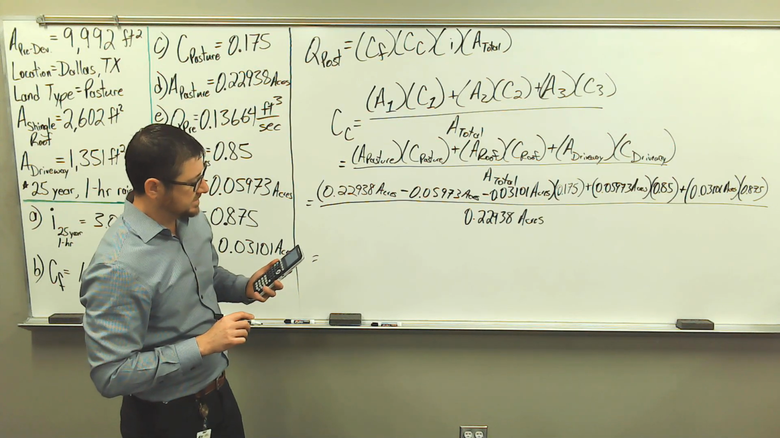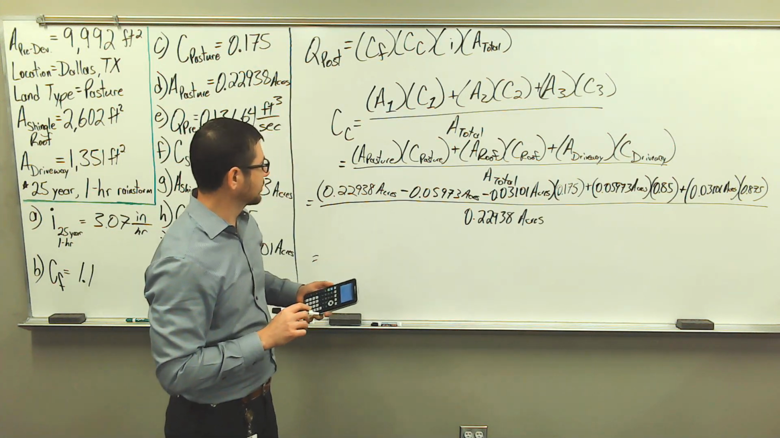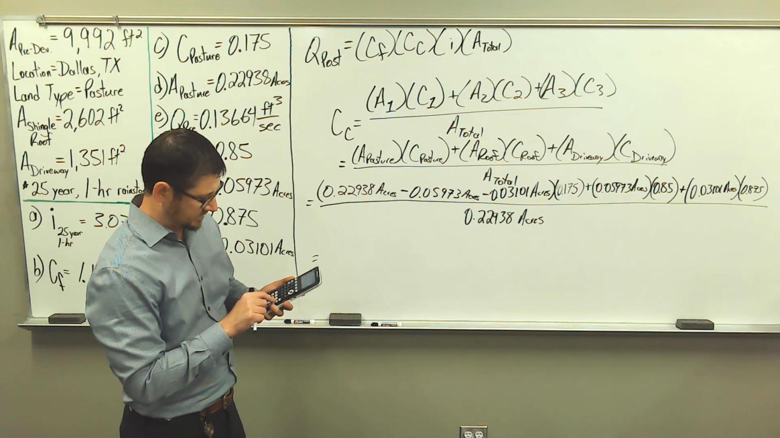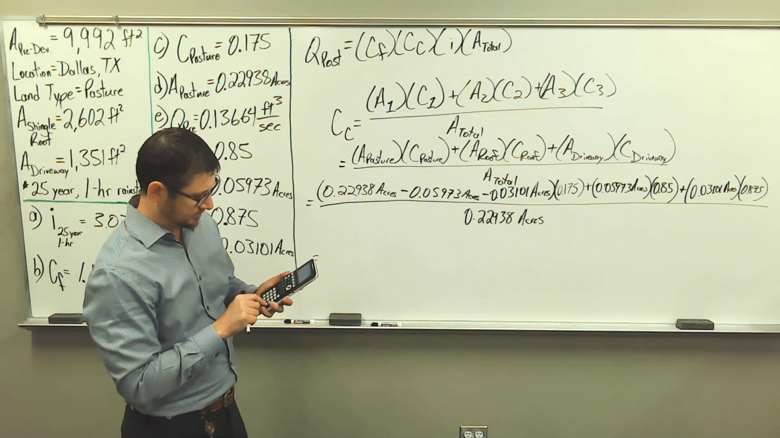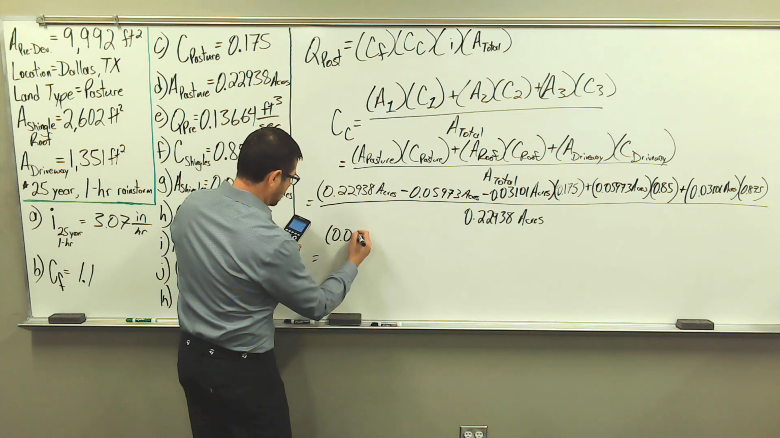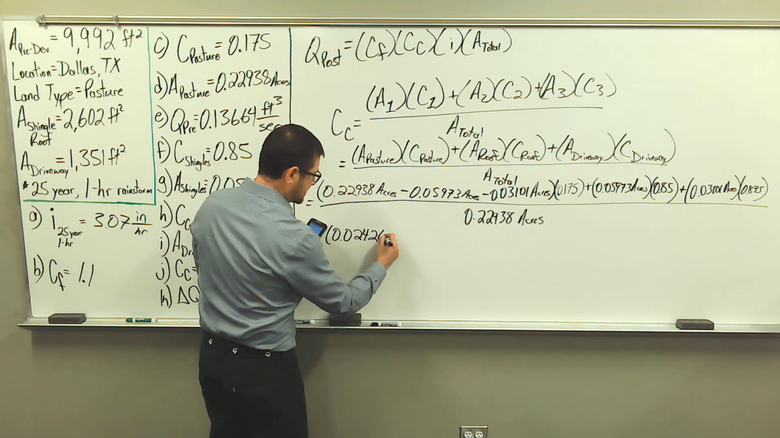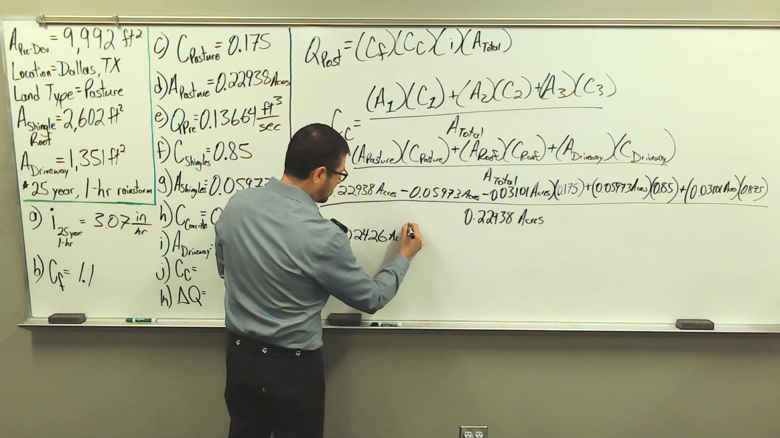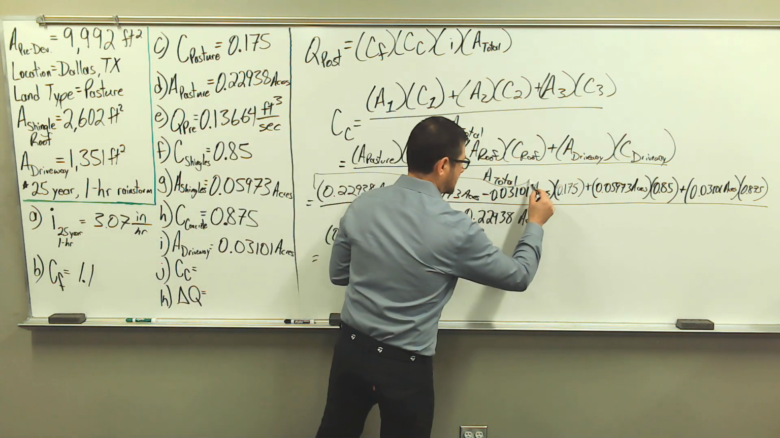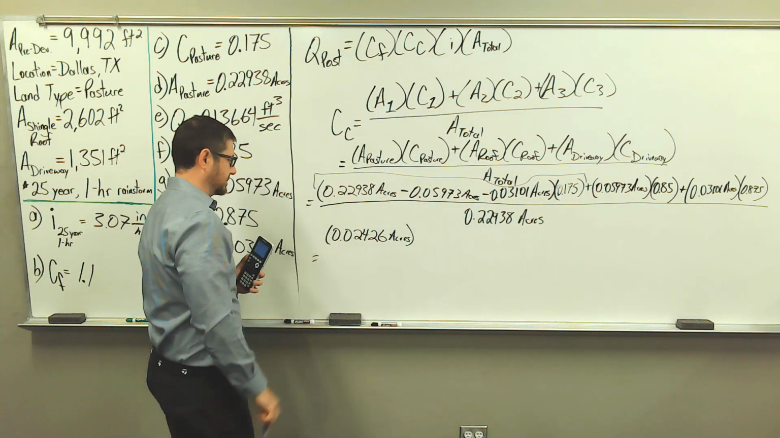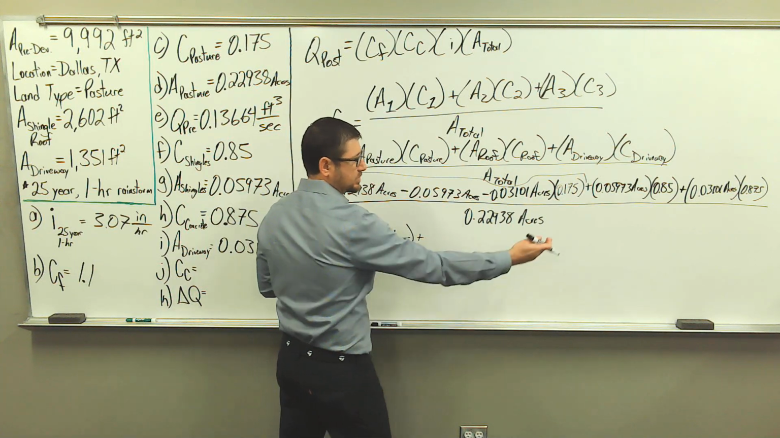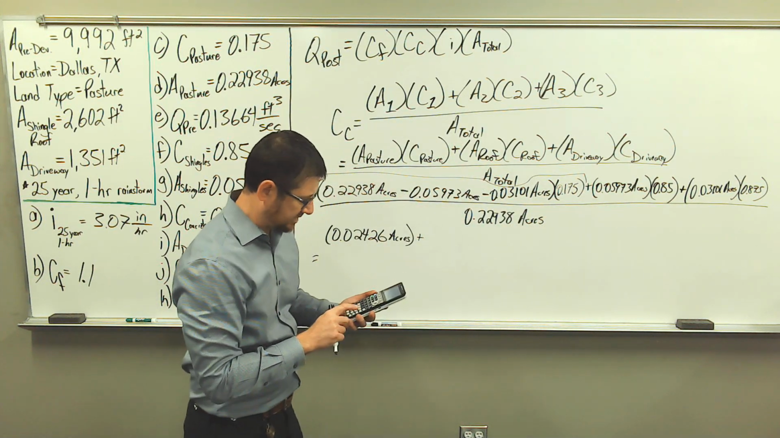Okay, so I get 0.13864 acres times 0.175. And I'm going to get a value of 0.02426, and we're going to have units of acres, okay? So right here, this value is 0.02426 acres. Plus, next, we're going to take the product of these two values.